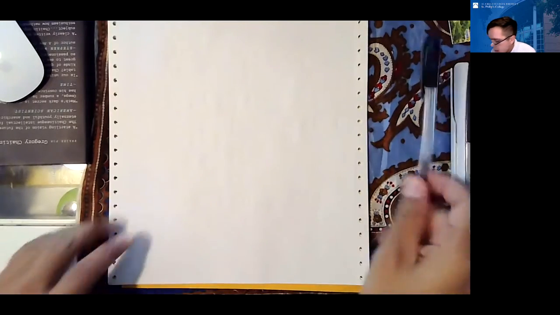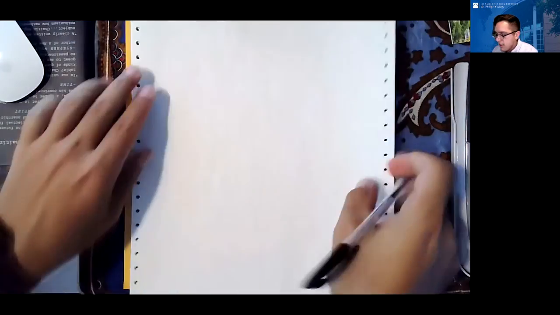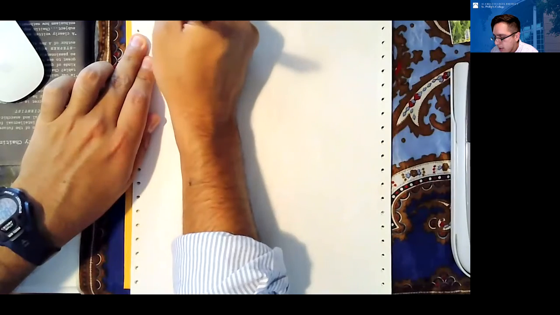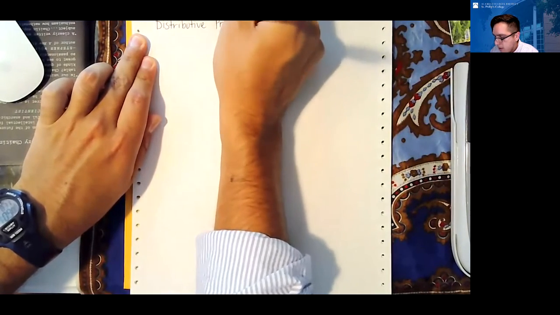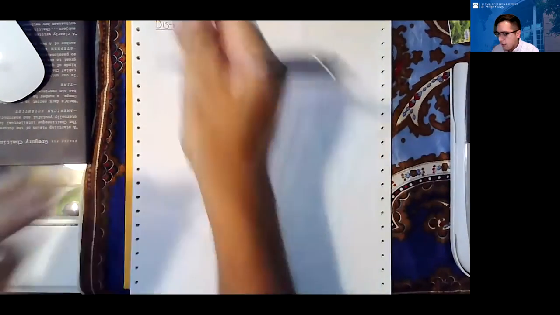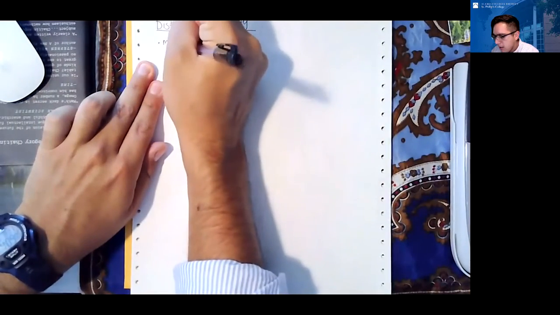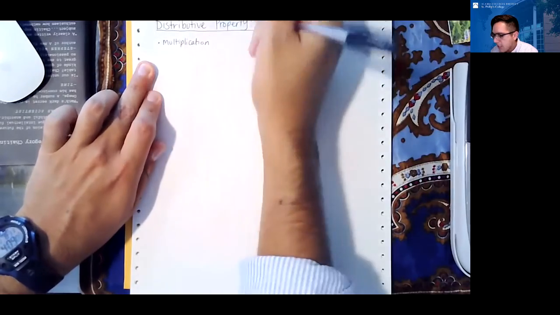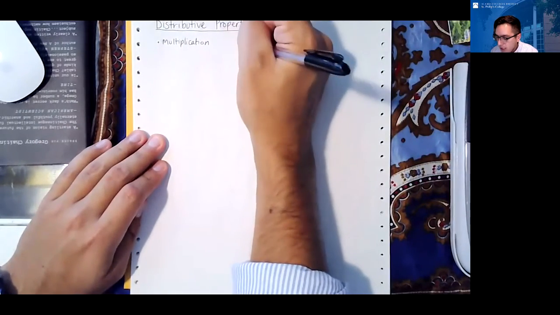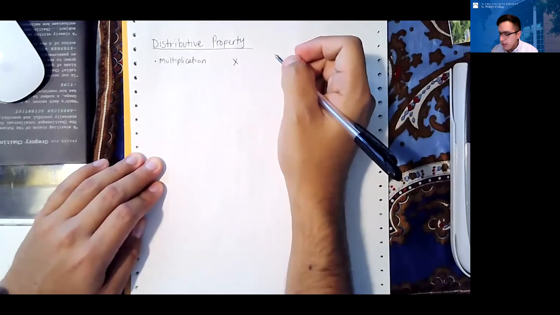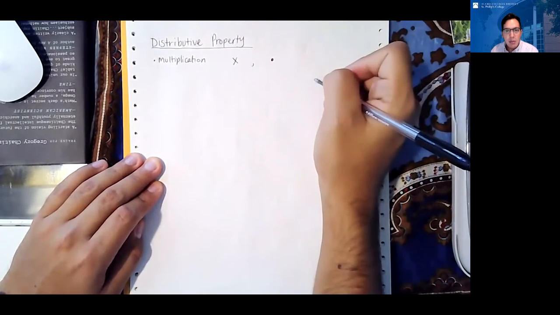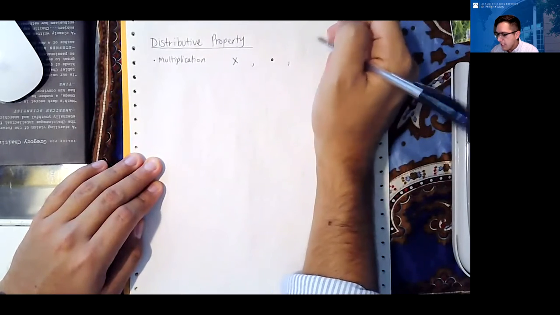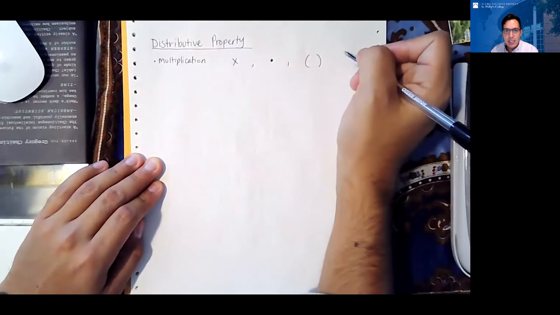Well, now we're going to change our attention to talk about a property that's going to be very useful for us. And that is called the distributive property. You might have noticed that when it comes to multiplication, in the past, maybe in grade school, you used the symbol X to identify multiplication. But we also use a dot to indicate multiplication. And then sometimes we use parentheses to indicate multiplication.